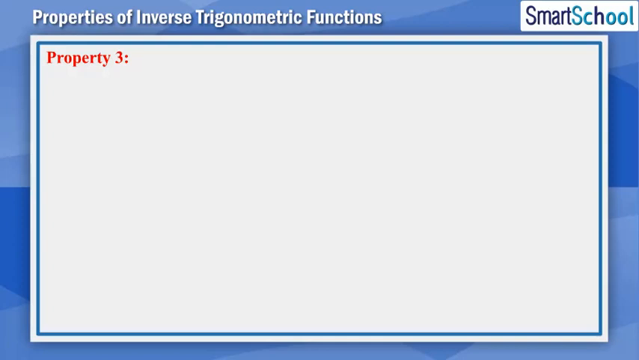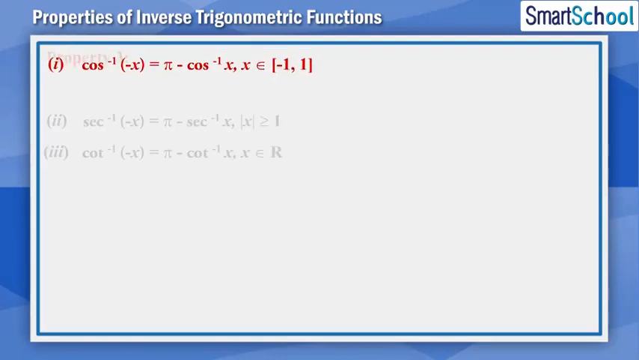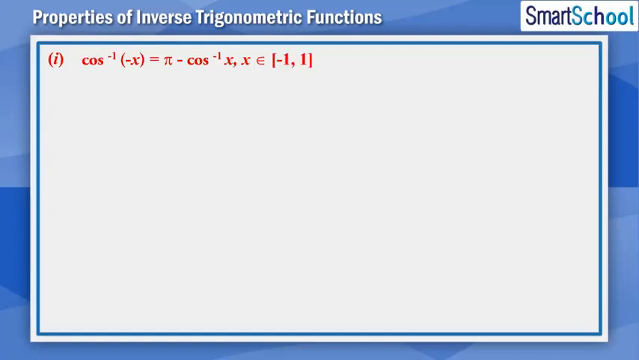The third property states that cos inverse of -x is equal to pi minus cos inverse x. Similarly, secant inverse of -x is equal to pi minus secant inverse x. Also, cot inverse of -x is equal to pi minus cot inverse x. Let us prove the first part. Cos inverse of -x is equal to pi minus cos inverse x.